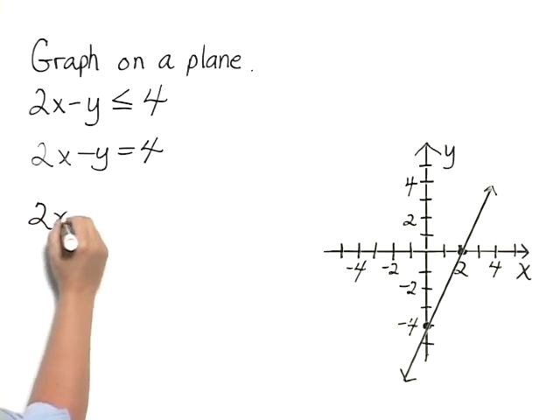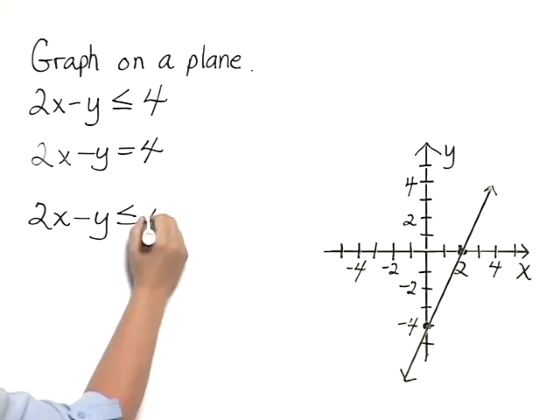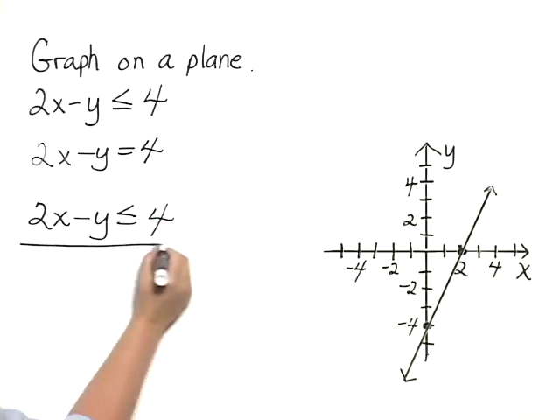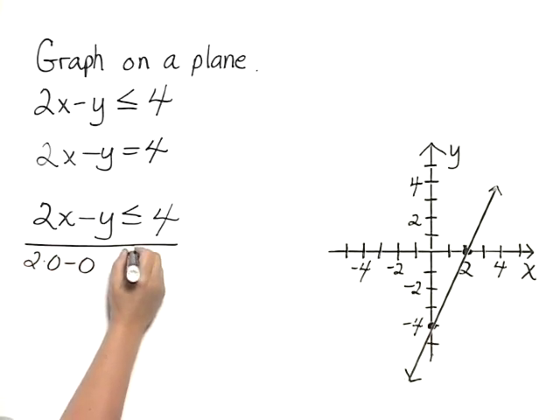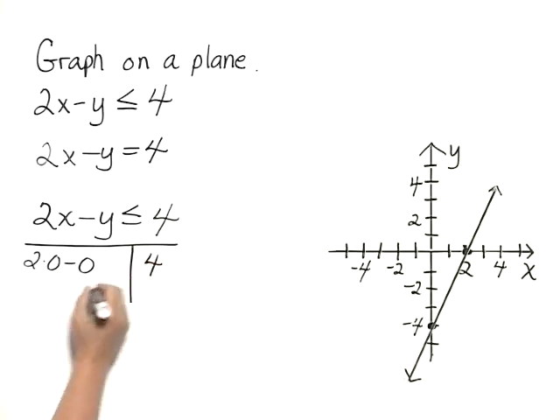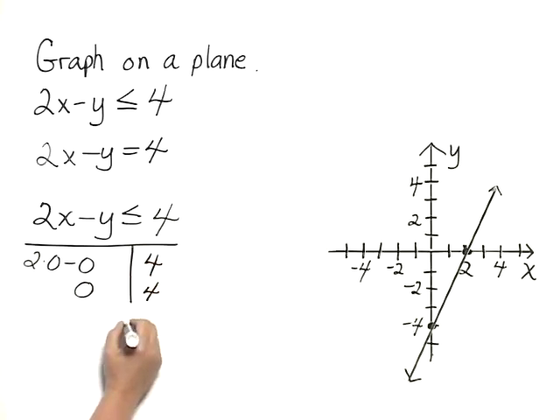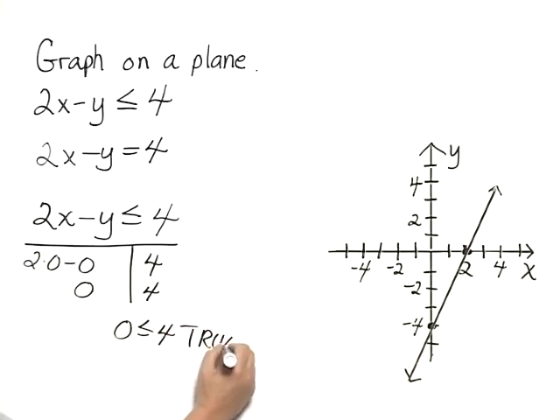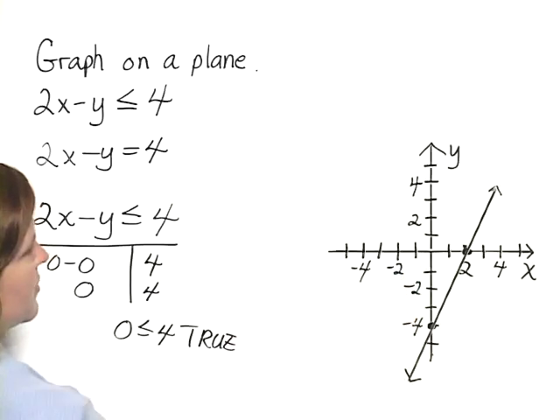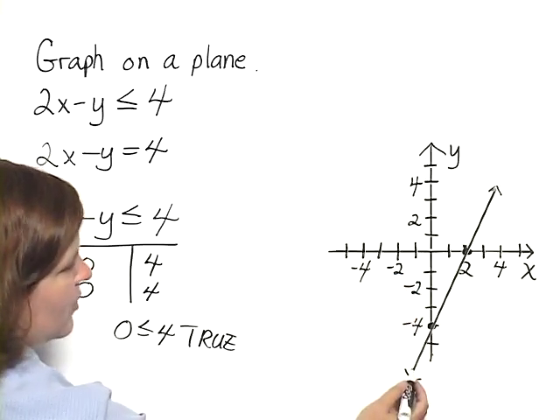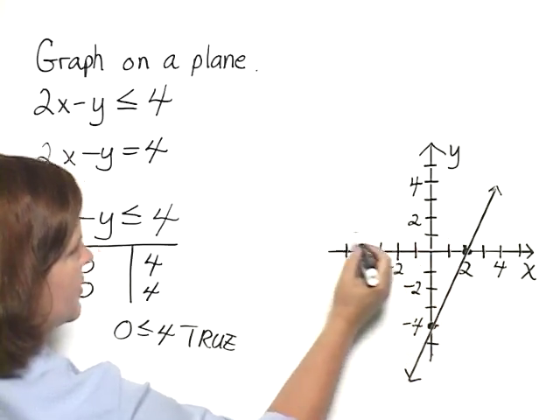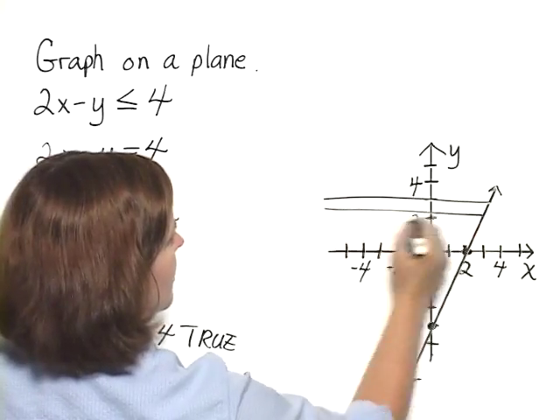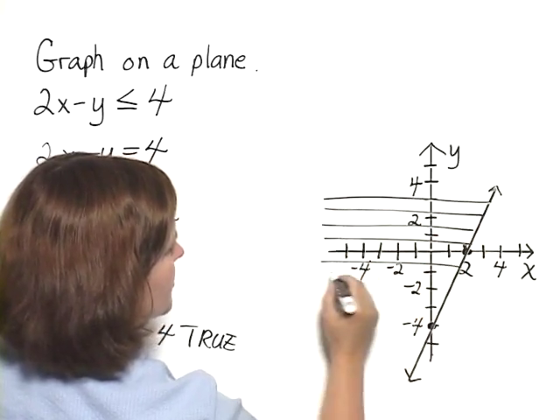So let's try 2x minus y is less than or equal to 4, and let's substitute (0, 0) in. We have 2 times 0 minus 0, which is 0. So we ask ourselves, is 0 less than or equal to 4? Well, yes, it is. And that tells us that the point (0, 0) is part of the solution, which means we graph the half plane on the same side of the line as (0, 0) is. In other words, we shade in this half plane that contains the point (0, 0).